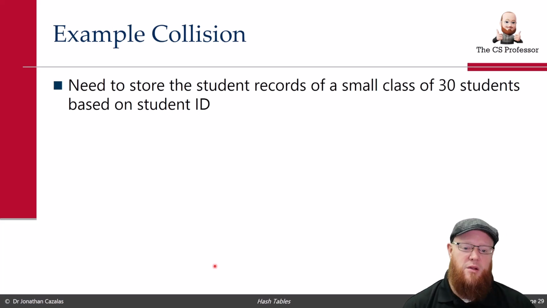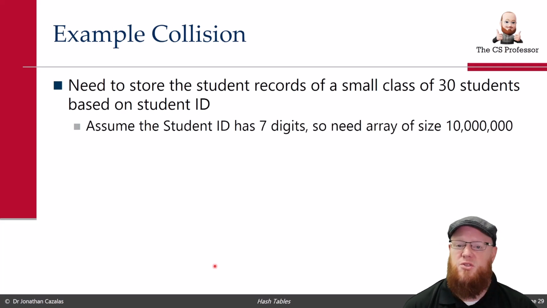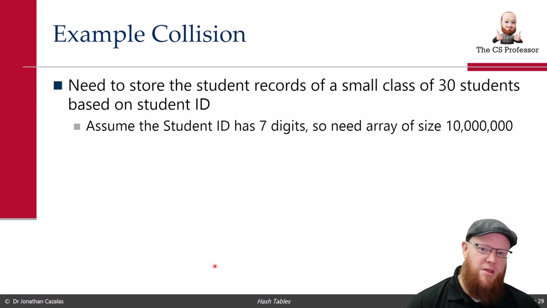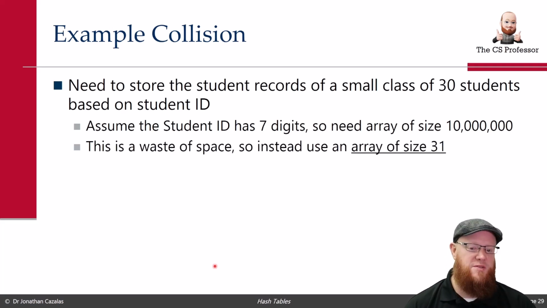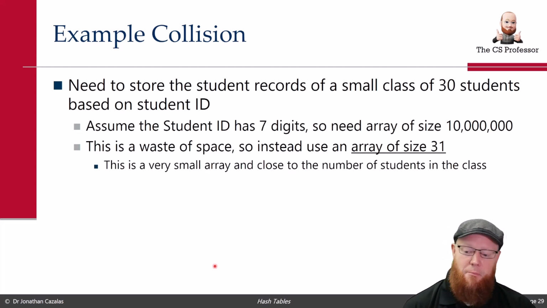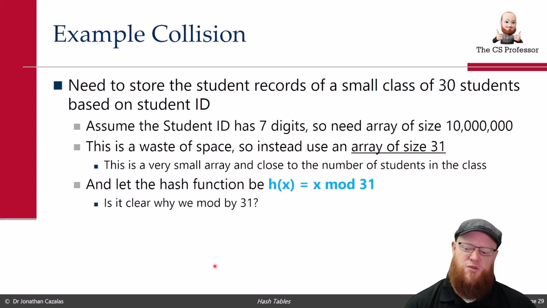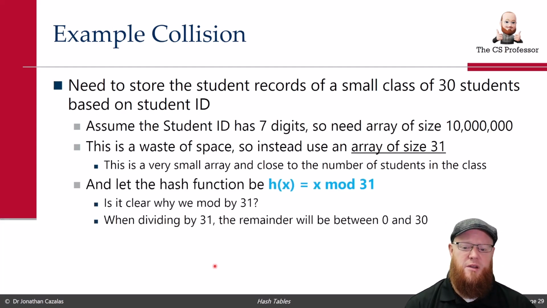So we want to store student records based on a small class of 30 students, and we want to use their student ID. Assume the student ID has 7 digits, so we could have a direct access table of 10 million in size, which would be a disaster, a waste of space. Instead, we're going to make an array of size 31. So our hash function is going to be simply modding our key by 31, a very basic hash function. When we mod by 31, we're going to get 31 possible remainders from 0 up to 30. We have 31 students, and we're going to have 31 spots in our hash table.